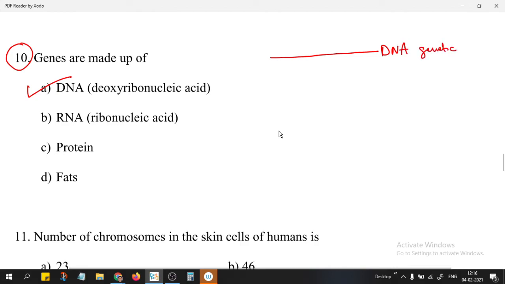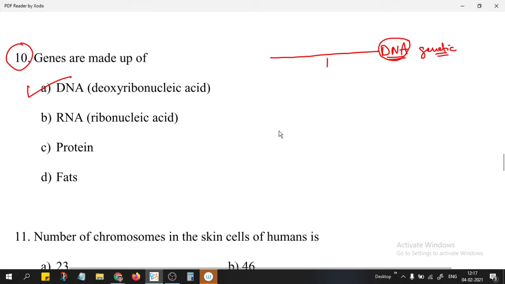There are exceptions. For example, coronavirus is an exception. It is an RNA virus. For it the genetic material is RNA. That is an exception. But the general trend is that DNA is the genetic material for most organisms, because DNA is chemically very stable compared to RNA.